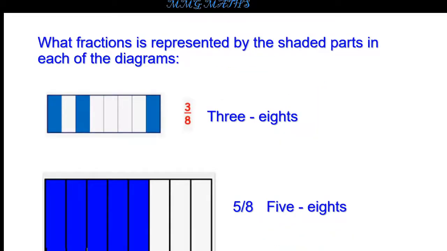Now what fraction is represented by the shaded parts in each of the diagrams? So here you can see how many shaded parts, 1, 2, 3, and the total number of parts 1, 2, 3, 4, 5, 6, 7, 8. So here your fraction will be 3 by 8. Moving to the next question. Here the total number of shaded parts is 5 and total parts 8. So here your fraction will be 5 by 8.